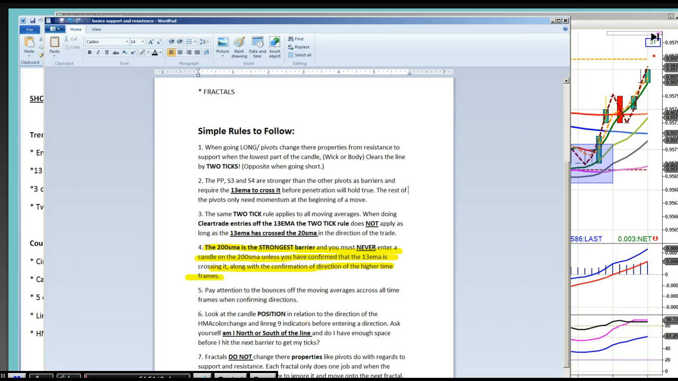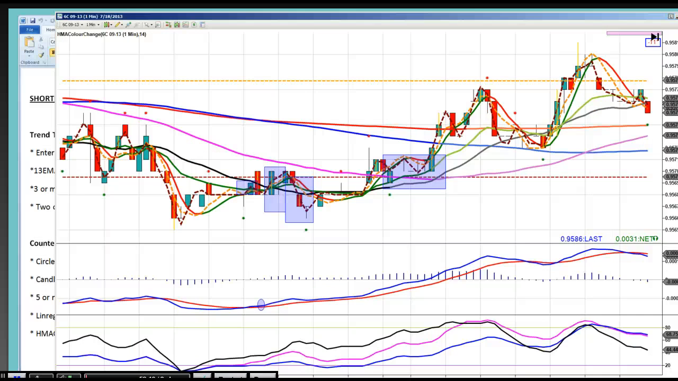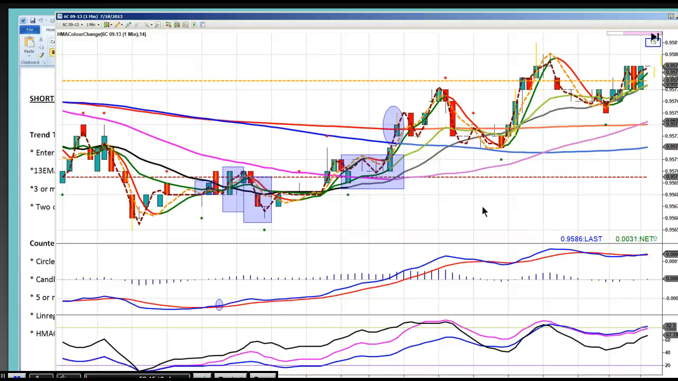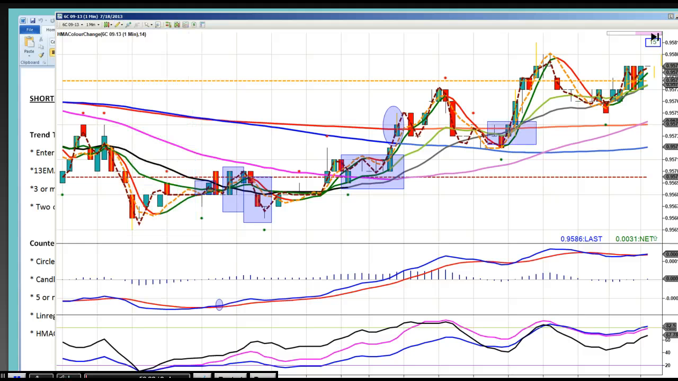So let me just confirm that one more time for you, because everybody makes this mistake. Every single person I know makes this mistake. Okay, this is a huge big problem for traders. You never, ever, ever want to enter a candle on the 200. Okay, I don't care that it's shot up there. You never enter. It will always whipsaw on you. You want to wait till the 13 EMA is crossing it. That's the rule for all strong barriers.